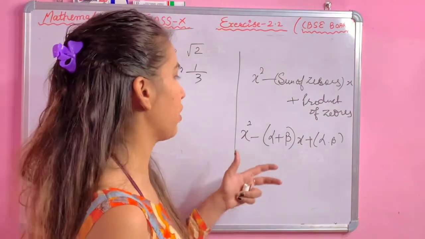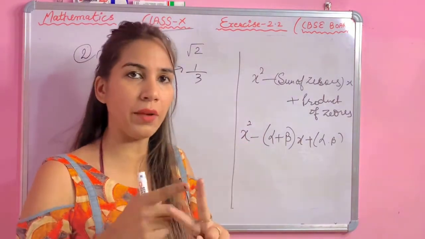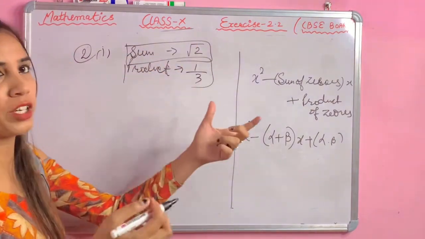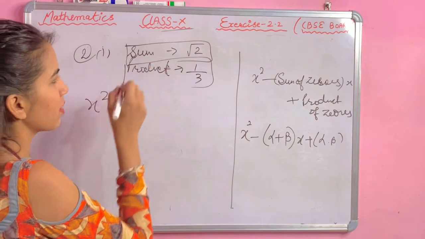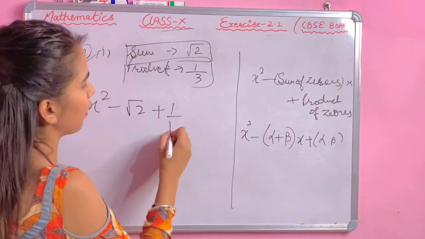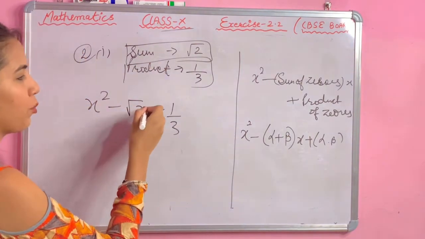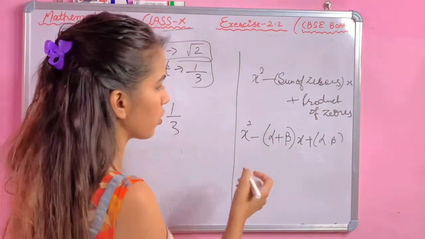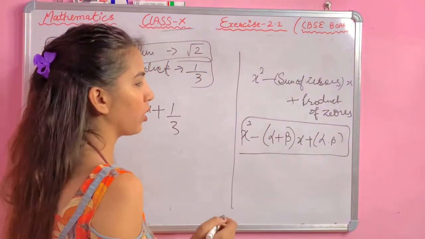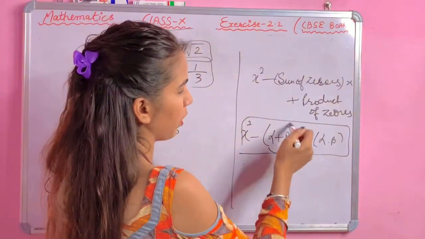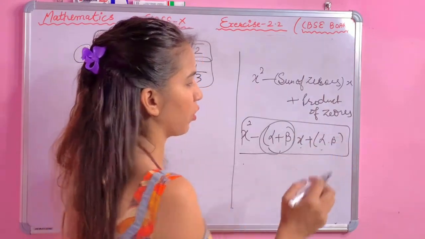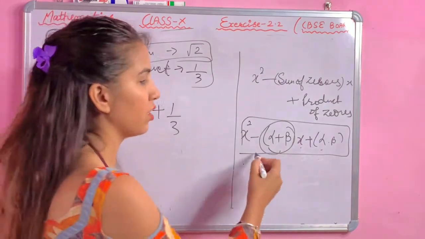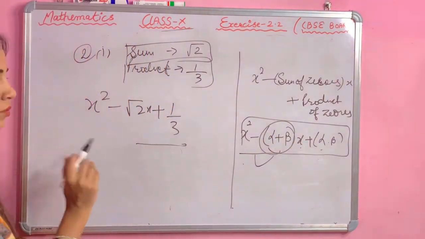If in a question we have two zeros, not the sum and the product, we put the values like this: x², then the sum of the zeros into x, plus the product of the zeros. But in this question we directly have the sum and the product, so we can put it directly: x² − (root 2)x + 1 by 3. We can do the question like this also in paper. You will get 1 mark or 2 mark questions in this form also. So let's move to here.